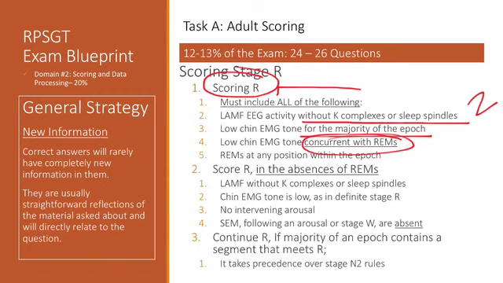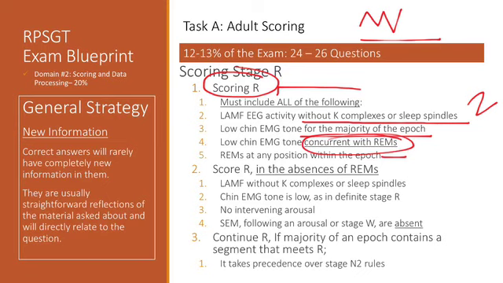This is something that you really have to remember: when you see the rapid eye movements occur, it has to be concurrent with the chin tone being dropped, not separate. And REMs at any position within the epoch qualify it as stage R. So that's scoring stage R.